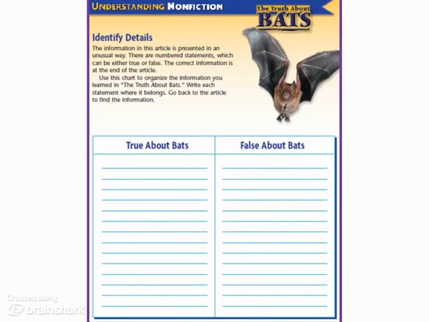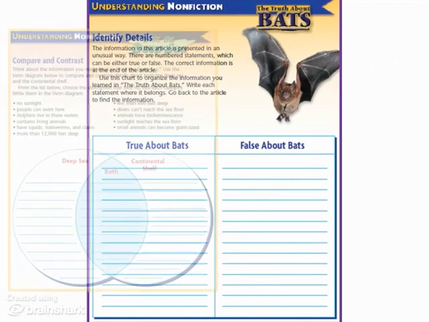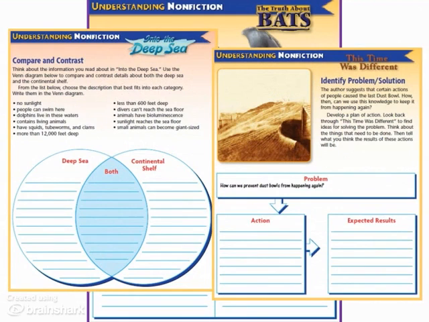Once the student is finished reading the nonfiction selection, they again come to a graphic organizer. In this case, the students are asked to identify details within the selection. Other nonfiction selections may have them compare and contrast or identify problem and solution. This gets the students interacting with the text and requires them to break down what happened in the story and show comprehension of what they read.